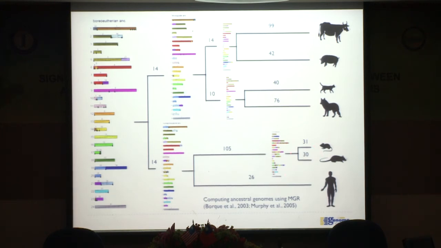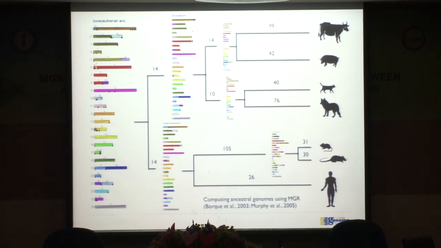genomes. So here is the ancestor of the rodents. Here would be the ancestor of the carnivores. Here would be the ancestor of the artiodactyls. Here is the ferungulate ancestor of cattle, pigs, and all these species. And then all the way back here to the Boreo-Eutherian ancestor. Okay, this is the ancestor of all of these phylogenetic groups.